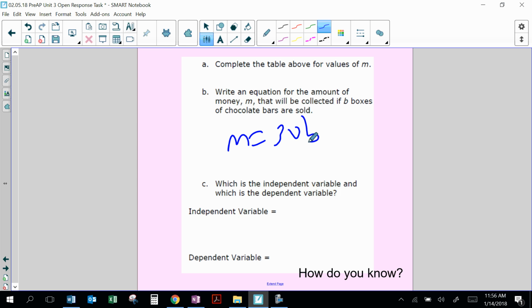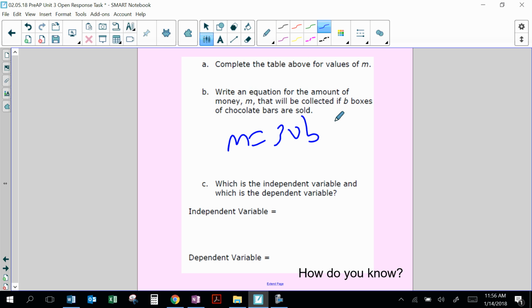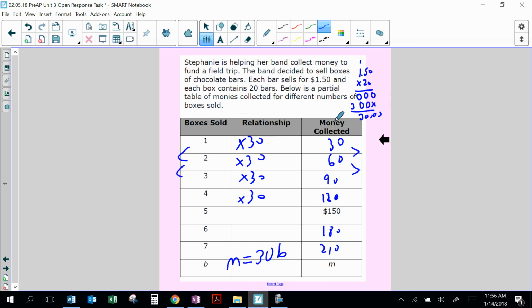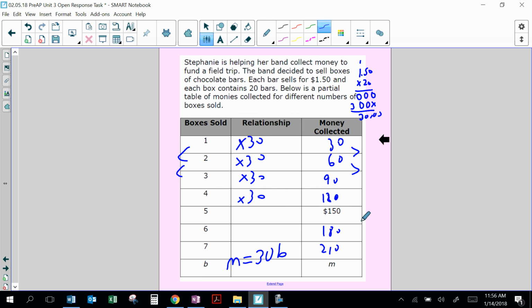What is the independent and which one is the dependent? The number of boxes sold depends on the money collected. That doesn't really make sense. The money collected depends on how many boxes are sold. So that means the dependent must be the money collected. This is boxes sold. Again, if you do have confusion about this, think of what you learned in science using the poster of DRY MIX.